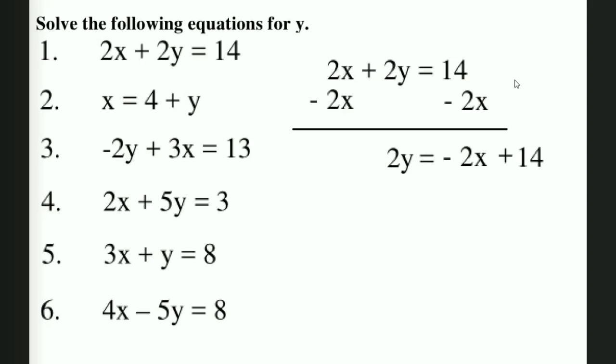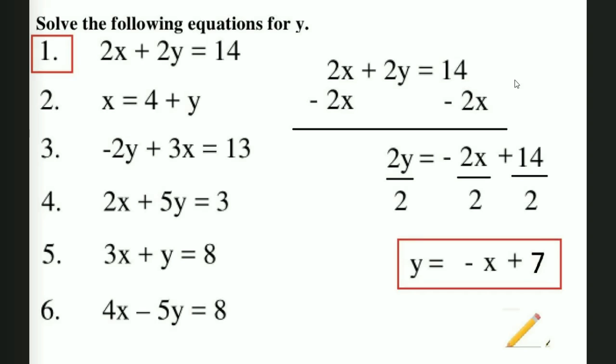What do we do to get that y by itself? Divide everything by 2. So let's do that. Divide all our terms by 2. And you end up with y equals negative x, that's what you get when you do negative 2 divided by 2, plus 7, that's 14 divided by 2. Now when you see the pencil, that's going to mean that I'm hoping that you guys write this down.